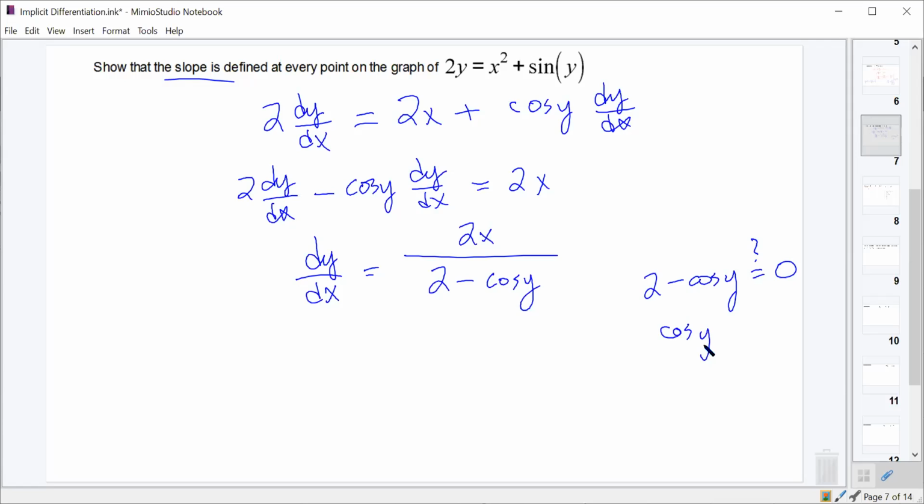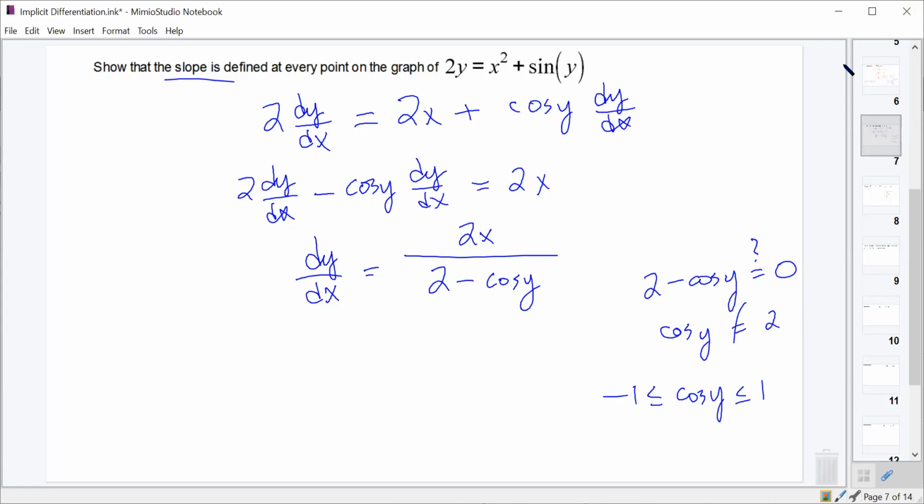That'd be when does cosine y equal 2? When does cosine of y equal 2? Does it ever equal 2? No, because we know that the cosine function is always between -1 and 1. So that will never happen.